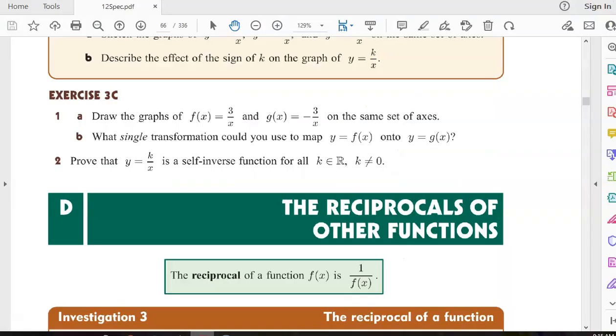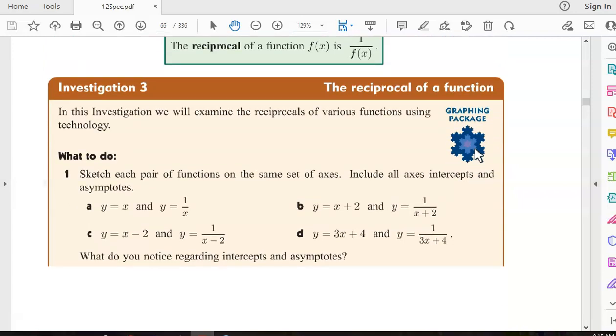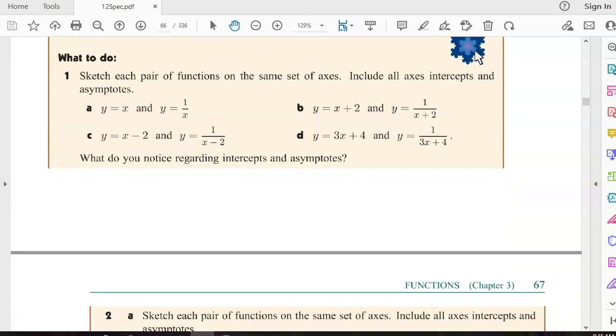So what are we doing? We started with looking at the reciprocal functions, so 1 over, and it's just going to keep graduating until we get to looking at a cubic over a quadratic and graphing it. Your calculators are going to be really useful here.